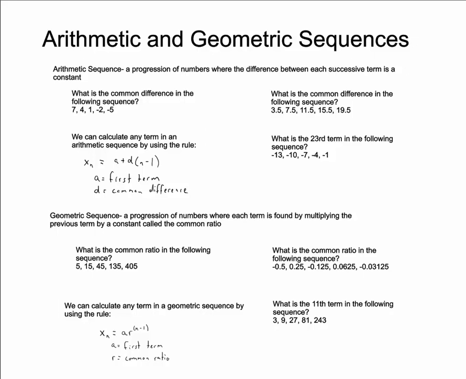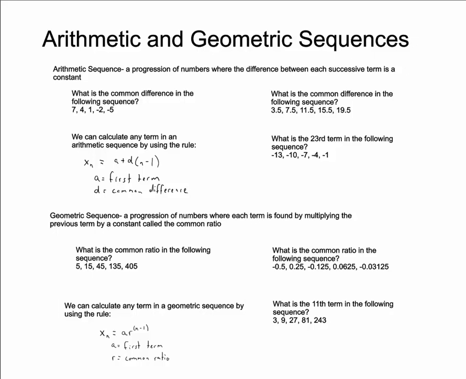Your ability to extend sequences is something that is commonly tested on the ACT math exam. The two most common types of sequences that you will encounter are arithmetic sequences and geometric sequences. In this video, we'll review both. An arithmetic sequence is a progression of numbers where the difference between each successive term is a constant.